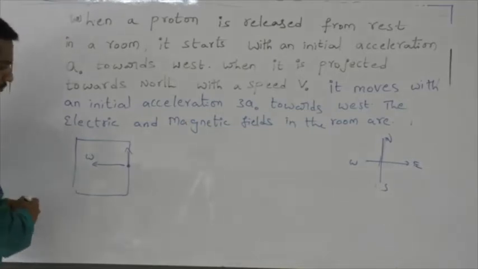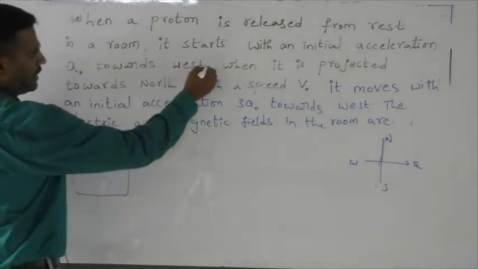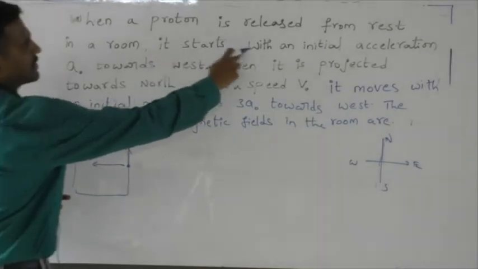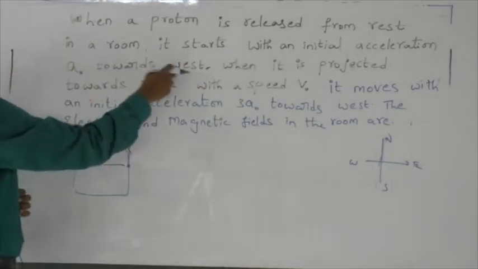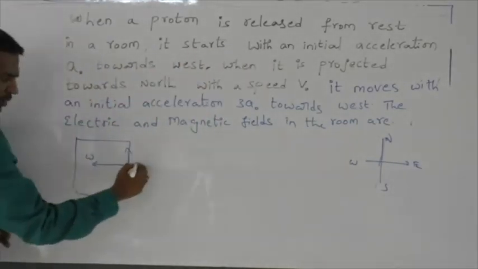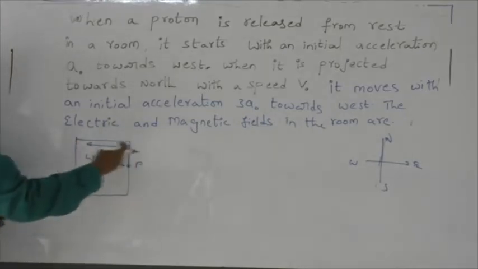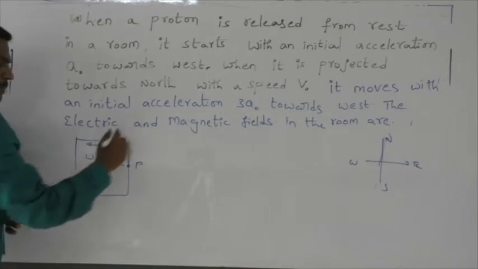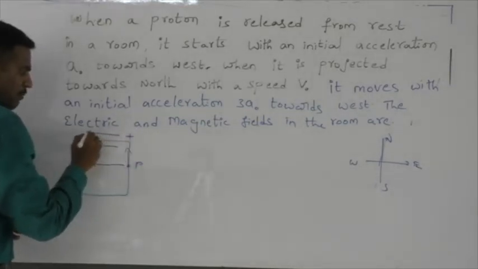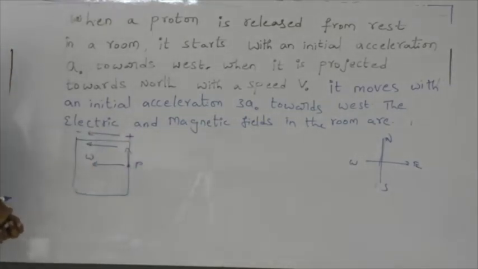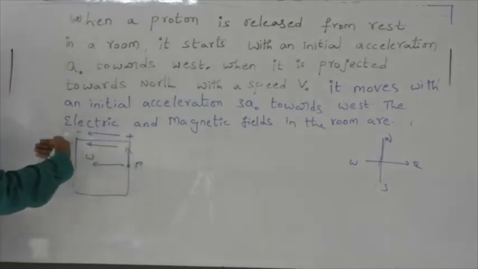So here, let us start up to here. What is this one? It starts with an initial acceleration of a naught towards the west. Therefore, this is a proton. Usually a proton will be attracted towards the negative charges, so I will have an electric field from positive to negative usually. Therefore, the electric field intensity is in this way.